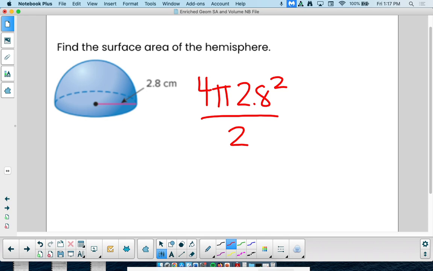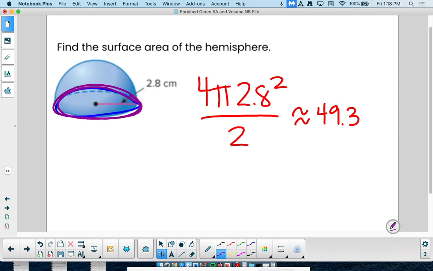What are you guys giving as an answer? 49.3. Are you guys okay with that answer? Because I'm not. Why is that not totally correct? We're missing the bottom, right? We just found the dome part, but we're missing this bottom circle.